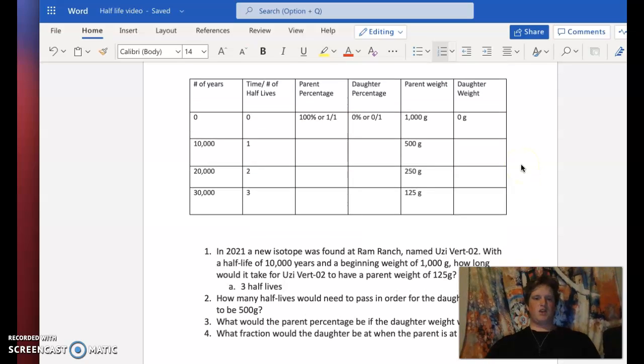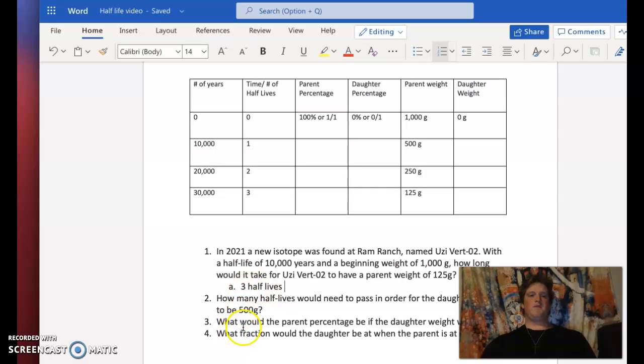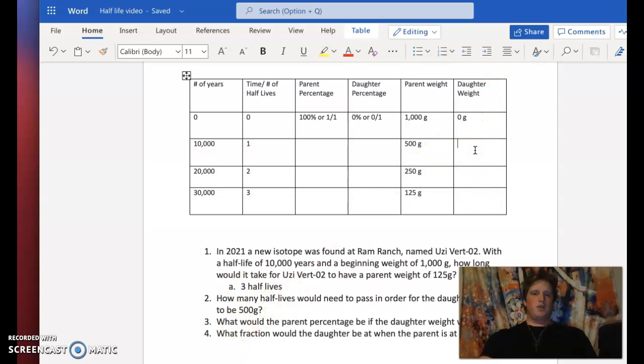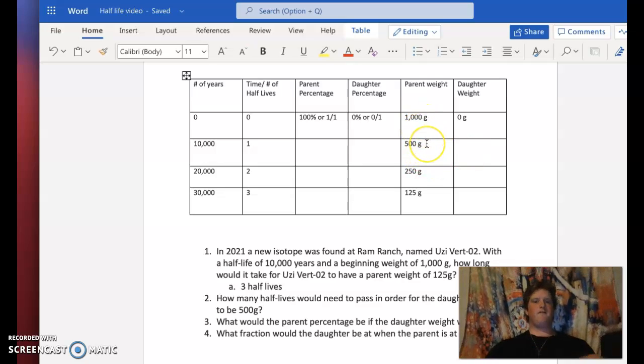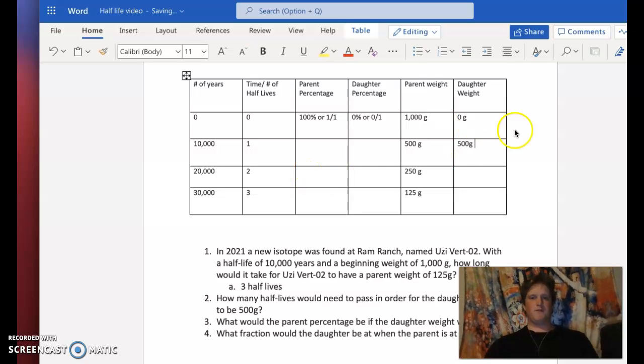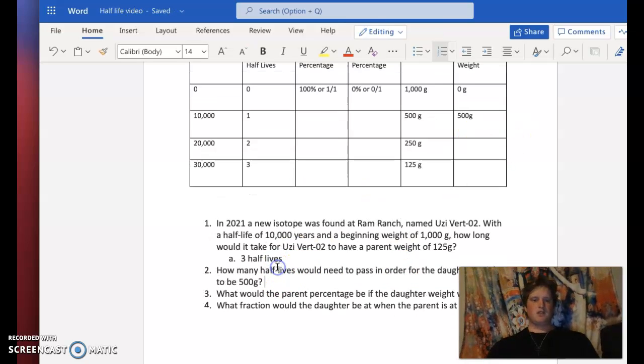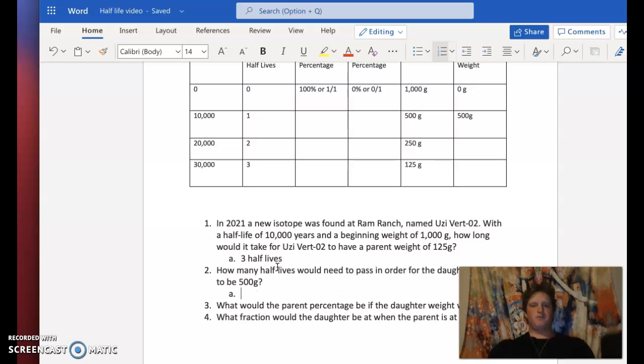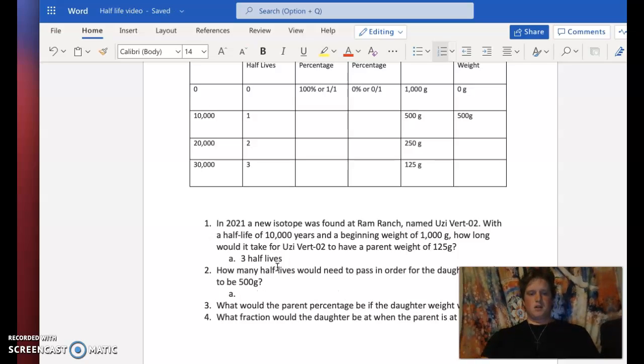My second question was how many half-lives would need to pass for the daughter weight to be 500 grams. So that's this side. So the first half-life, because you took away half of the parent weight, that half of the parent weight that isn't there anymore goes to the daughter weight, which would make the daughter weight 500 grams right off the first half-life. So that one was pretty self-explanatory, pretty easy. So it'd be 1 half-life.